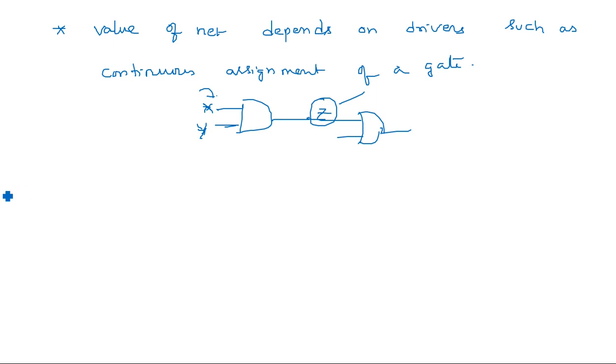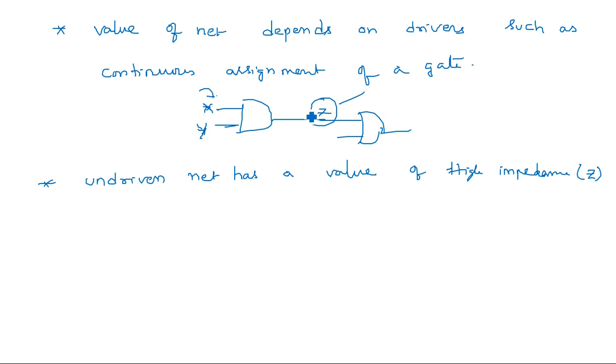An undriven net has a value of high impedance, nothing but z. See here, if you are not having x and y inputs, then z is the net here. If z is not having a continuous supply from x and y, then z does not have any value. That value is neither 0 nor 1, so it is treated as a high impedance value.